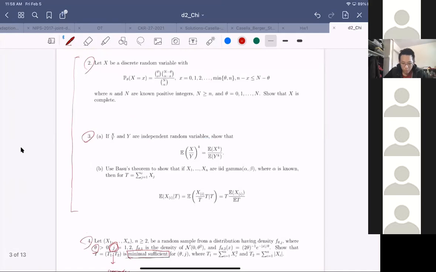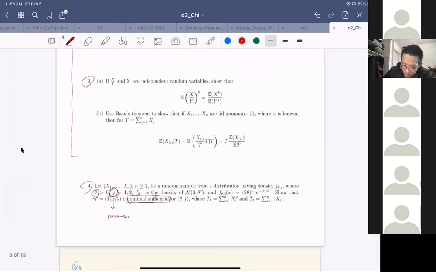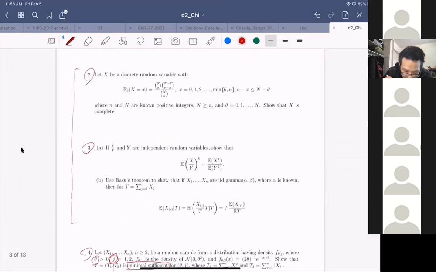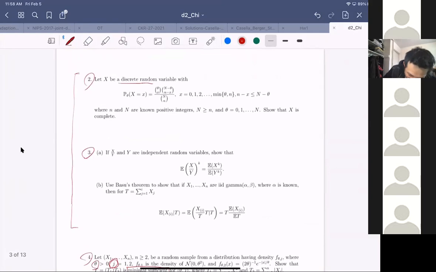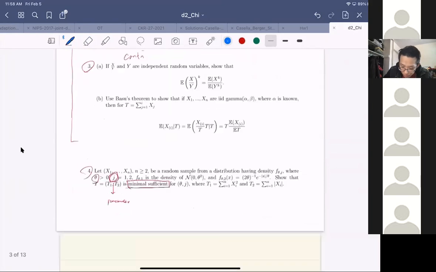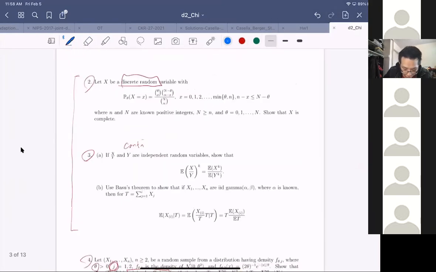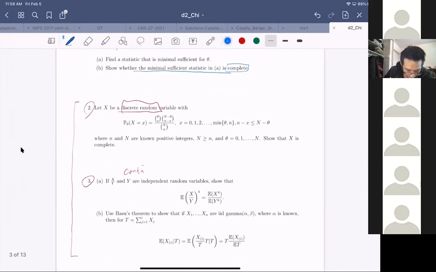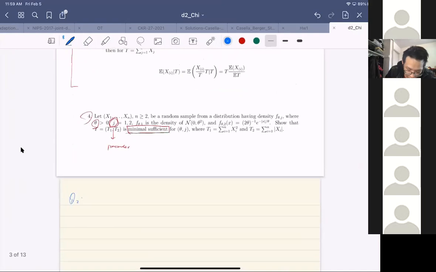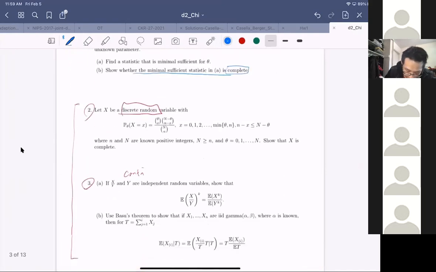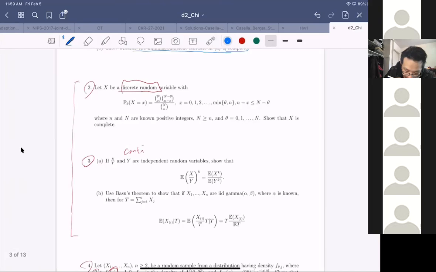Okay, let's go to questions 2 and 3. Question 2 is a discrete variable, and question 3 is continuous. Usually, if you want to show completeness of a discrete variable, you always do the same thing: plug in the variable and see what happens.